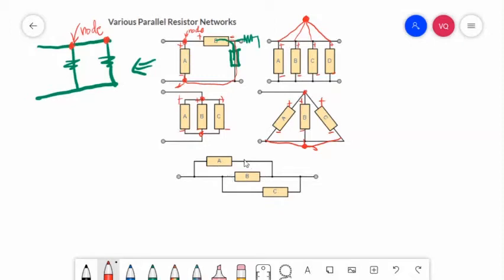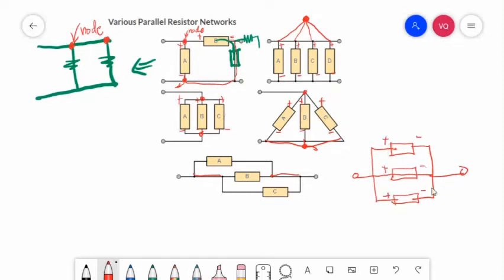This one, just move this one. Dito yung point, i-move mo lang para mas ma-imagine mo. Ito ni A, ito ni B, and this is your C. Positive, positive, negative, negative.